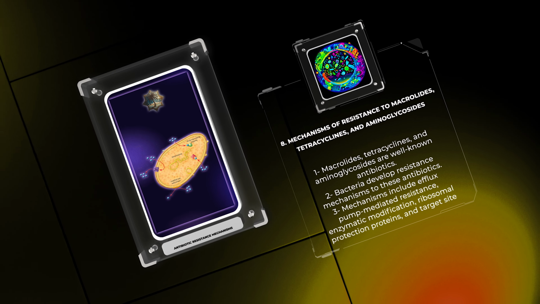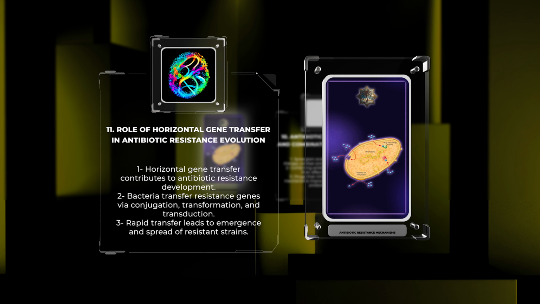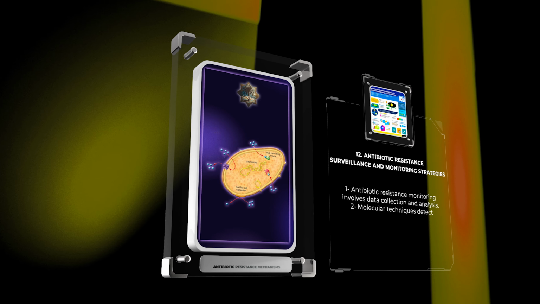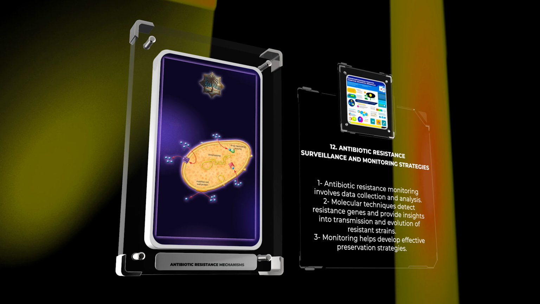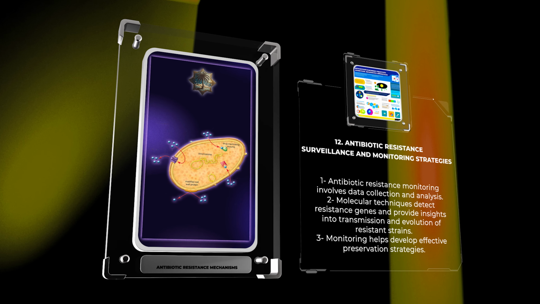Horizontal gene transfer is a key factor in the development of antibiotic resistance. Bacteria can transfer antibiotic resistance genes to others through processes like conjugation, transformation, and transduction. This rapid transfer contributes to the emergence and spread of antibiotic-resistant strains, emphasizing the need for careful antibiotic use and infection control.